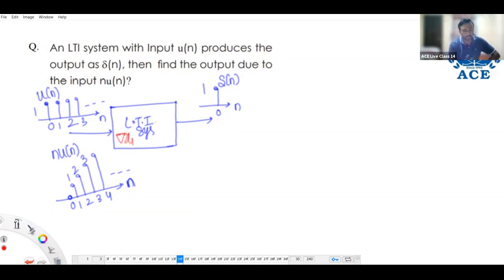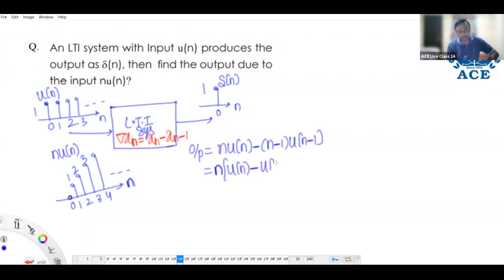From u[n] to get delta[n], we know it is the first difference formula, because u[n] minus u[n minus 1] we studied as delta[n]. So the output becomes n u[n] minus (n minus 1) u[n minus 1].